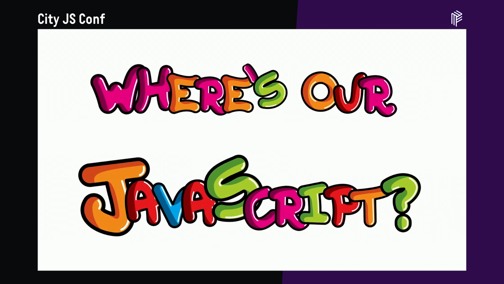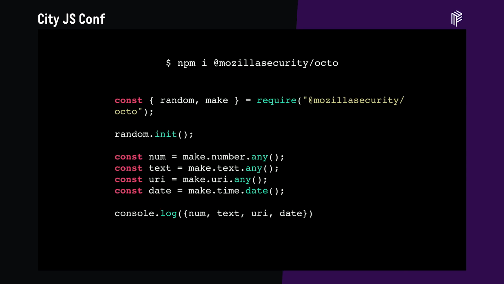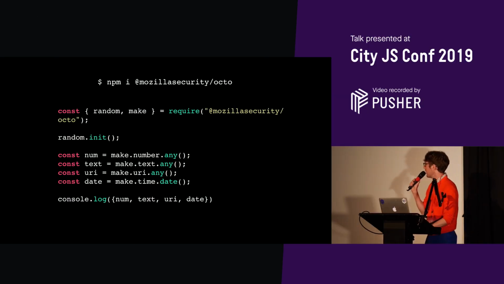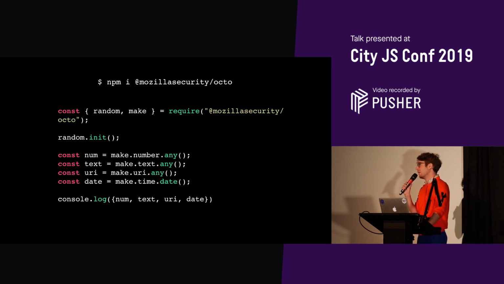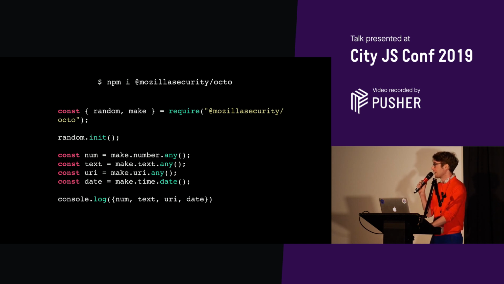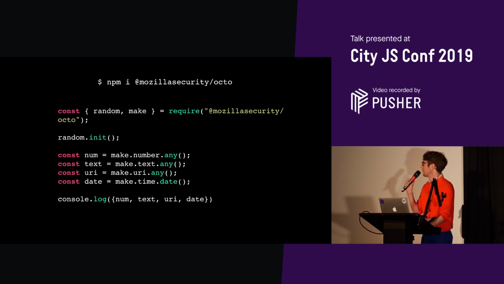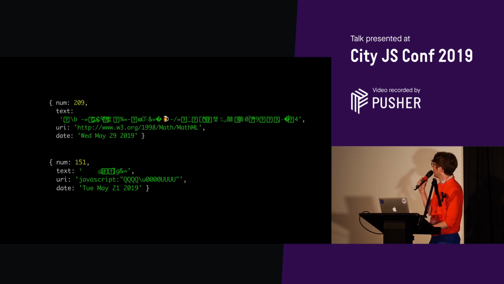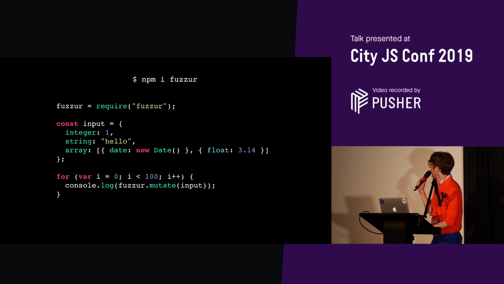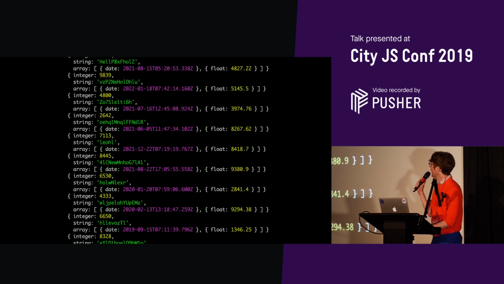But where's our JavaScript? Okay, if we can generate URLs, why can't we just generate JavaScript objects? Of course we can. Another library by Mozilla can help you do this. So just various helper functions for generating random JavaScript objects. And this isn't random in the sense of faker or something like that. If you've used that, where it's kind of random realistic, this is random, let's try and break your application random. It comes out looking something like this. We can also use this library, fuzzer, and just pass in a whole object, and it will fuzz all the keys on that object.